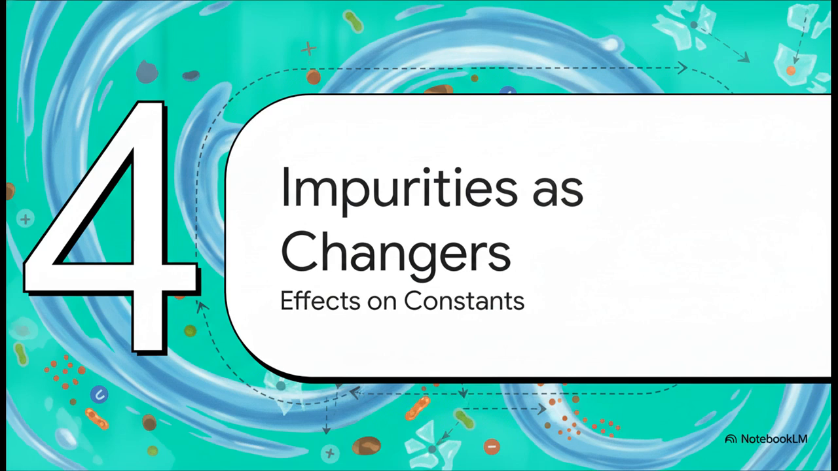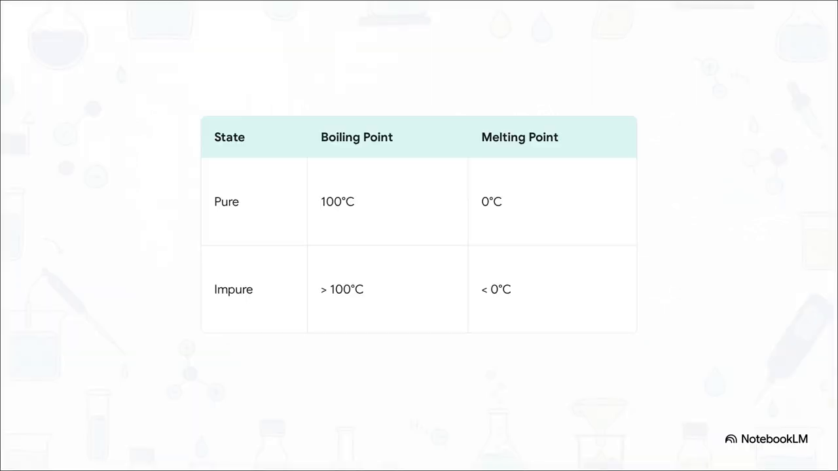Section 4. Impurities as constant changers. So what exactly happens when the water isn't perfectly pure? Well, impurities act as physical constant changers. Let's look at the numbers. For boiling point, the pure constant is 100 degrees Celsius, but the effect of impurities slightly increases it. For melting point, the pure constant is 0 degrees Celsius, but the effect of impurities lowers it below 0 degrees Celsius. तो हम एक simple formula हमेशा याद रखें students. Impurities हमेशा boiling point को थोड़ा सा बढ़ाती हैं और melting point को हमेशा 0 से decrease करती हैं.